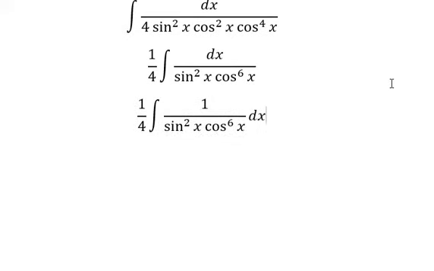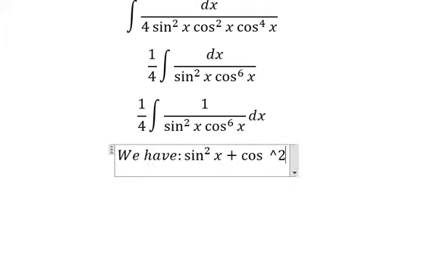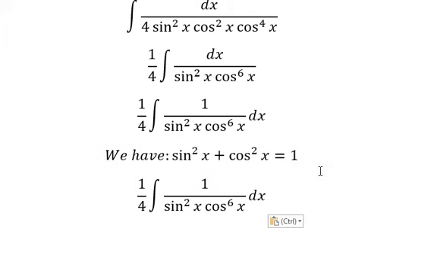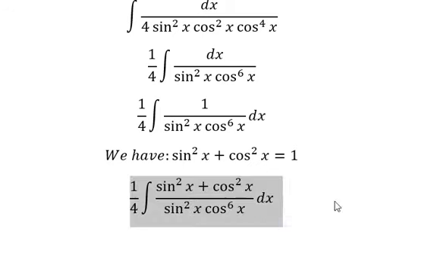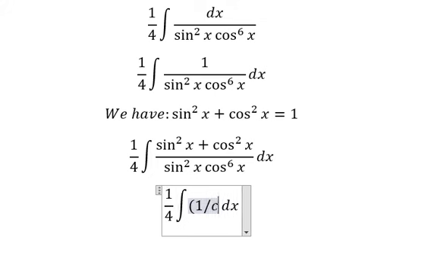Next we have the formula sine squared s plus cosine squared s equals 1. Now I will put this one in here. So sine squared s divided by sine squared s, cosine squared s divided by cosine to the power of 6 s. And now we have like this.